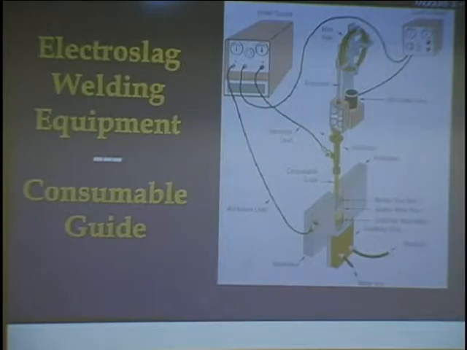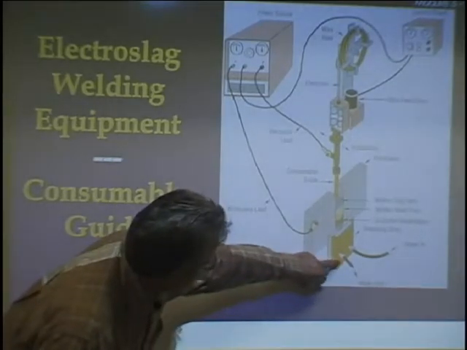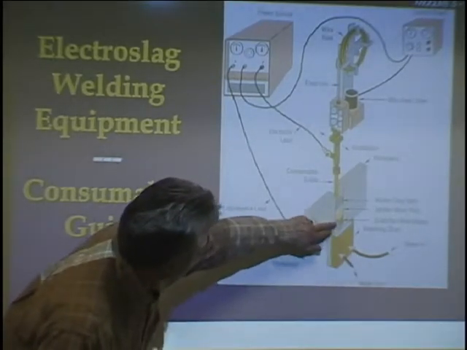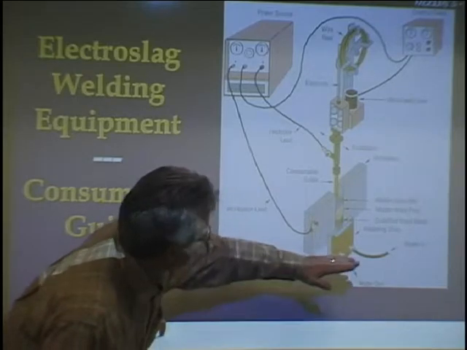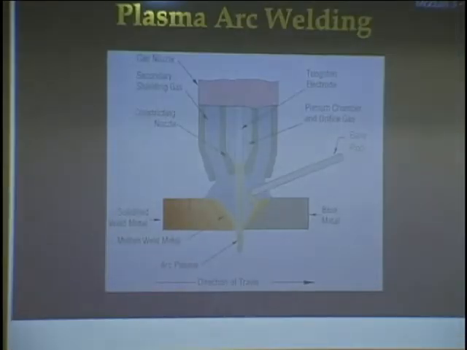Well, here's kind of a diagram of it. So you can see it. Here's the copper shielding, the water lines, and the metal being made. And you see there, the other thing is it has to weld from the bottom to the top. There's no out of position welding with that.